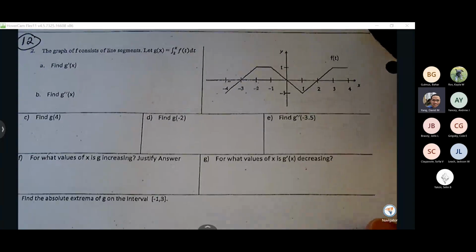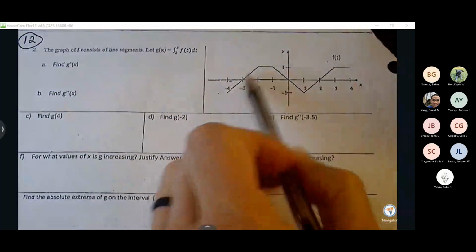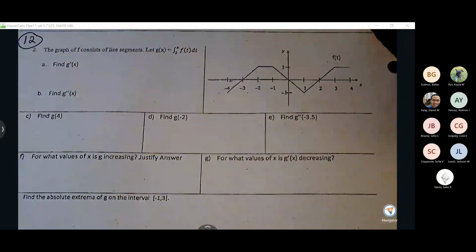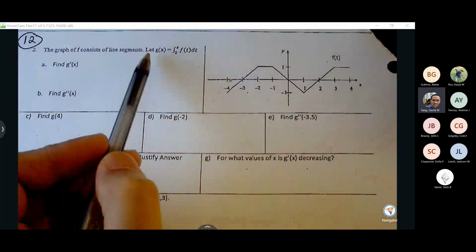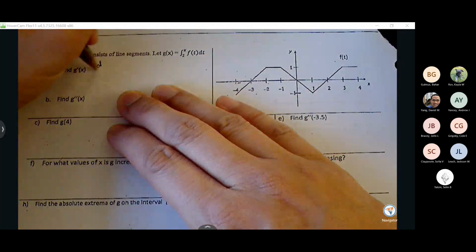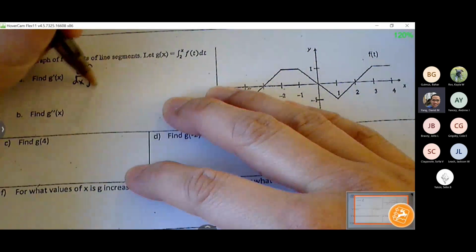Okay, so next page here. The graph of f consists of the line segments given here. So this is my f graph. So g is sitting at a level above f. So if I want to find the derivative of g, basically the derivative of that function that's sitting there.